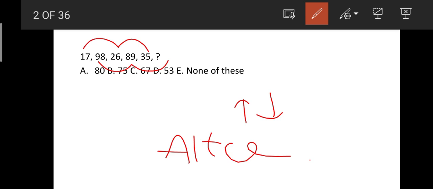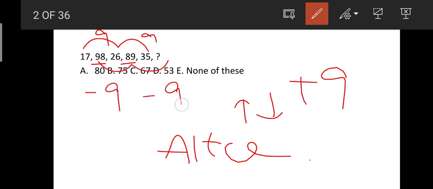Okay, coming from 17 to 26, the number they have added is 9. From 26 to 35 also they have added 9. Okay, here they have added plus 9. Now coming to 98 to 89, they have subtracted 9, and next we should also subtract 9. If we subtract 9 from 89, then what will be our answer? It will be 80. Okay, that is option A.